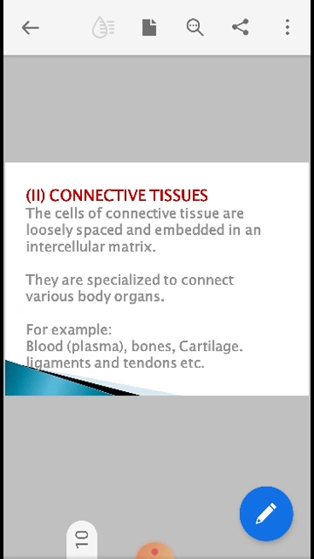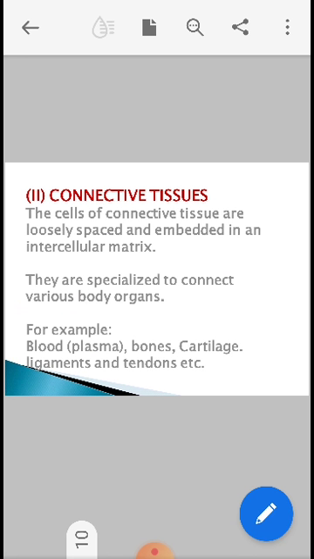Now see, here also you can make out from the name itself that it connects. So the cells of the connective tissues are loosely spaced. They are away from each other and they are embedded in an intercellular matrix. They form a matrix-like structure inside. Embedded means they are bound and they form a matrix-like structure.